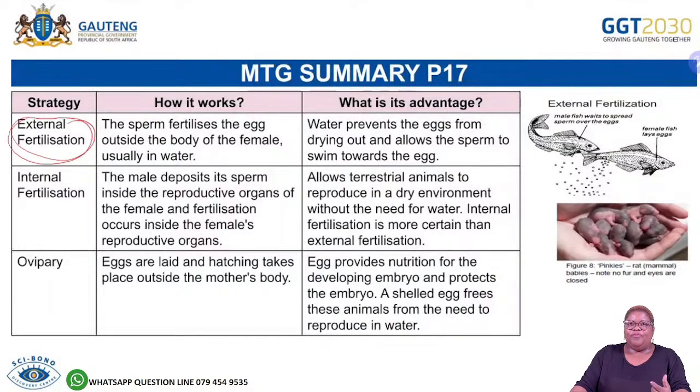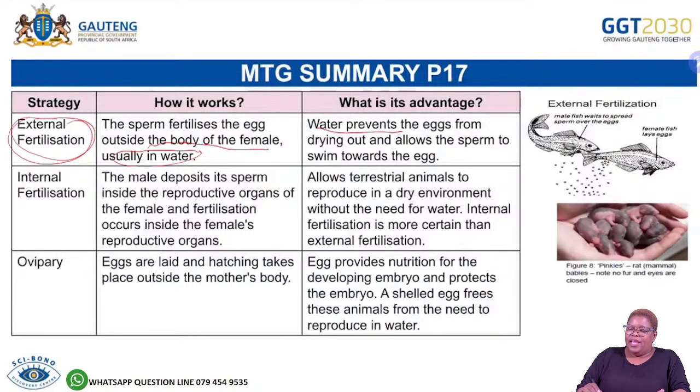So for external fertilization, it takes place outside the body of a female. So it takes place outside the body of the female and usually where? In water. Think of the fish, right? And then what is its advantage? Its advantage is that water will prevent eggs from drying out, because once they dry out, obviously we're not expecting any fertilization to take place.